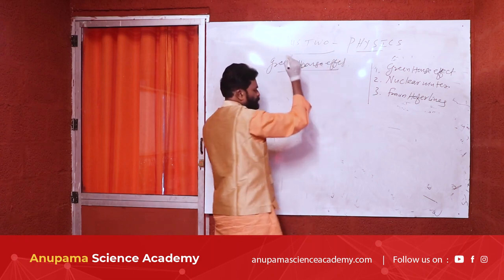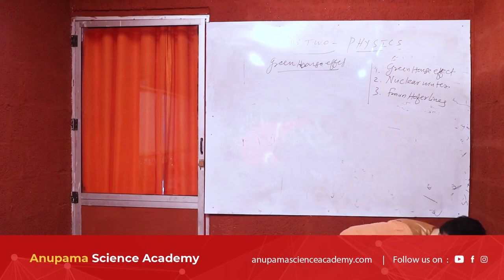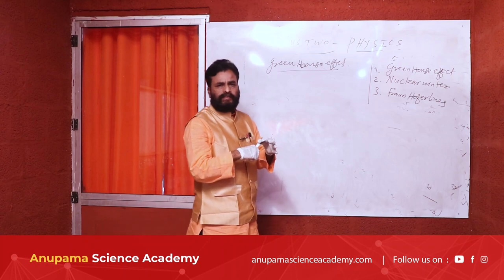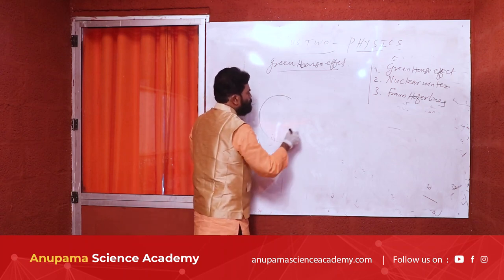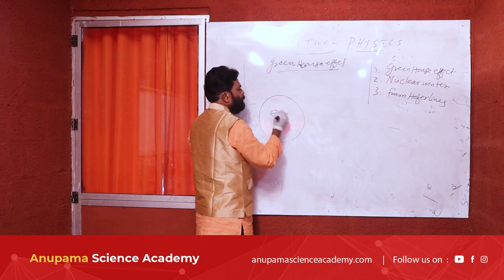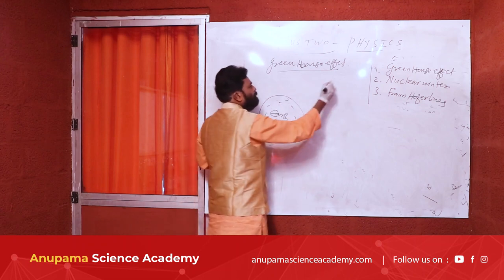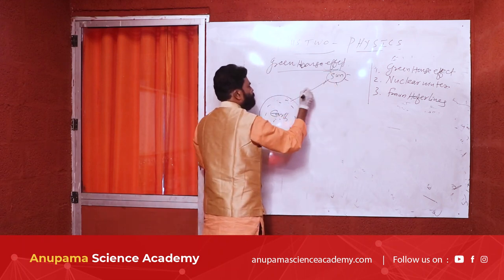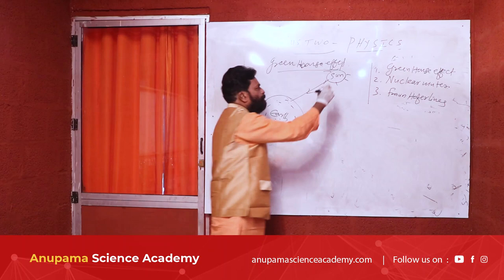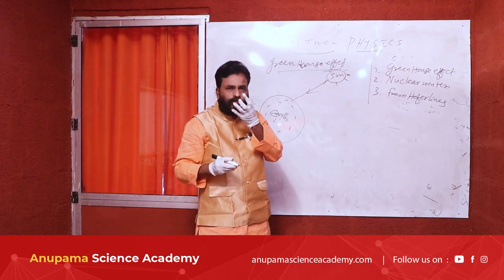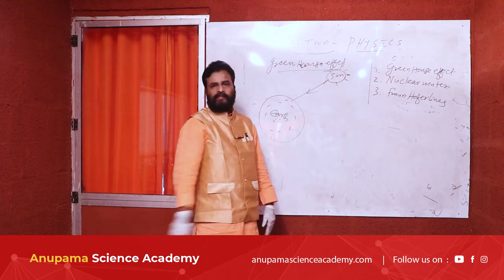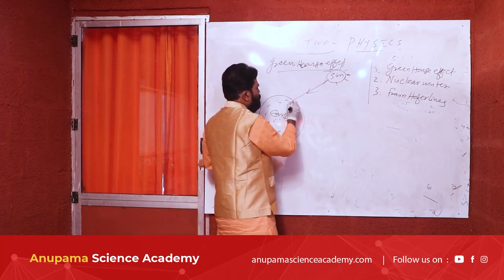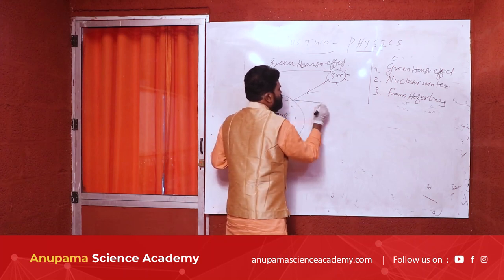What is greenhouse effect? Light from the sun reaches the earth. Only a small part of this light is absorbed by the earth's surface. Most of the light, about 90%, is reflected from the earth's surface.